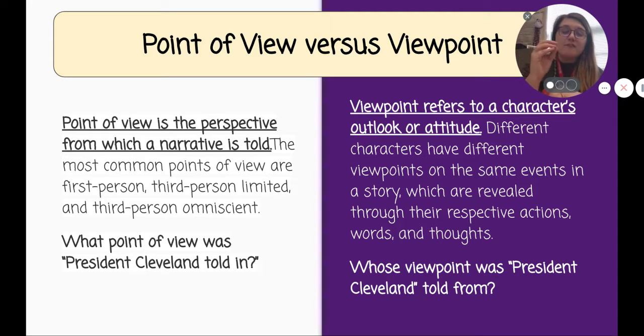But when we talk about viewpoint, we're referring to the character's outlook or attitude. So different characters have different viewpoints on the same events in a story, which are revealed through their respective actions, words, and thoughts. So whose viewpoint was President Cleveland told through? Well, it was told through Jerry's viewpoint. And when we read Raymond's Run, this was told through Squeaky's perspective or viewpoint. So that is the difference between point of view and viewpoint, but they often work together.